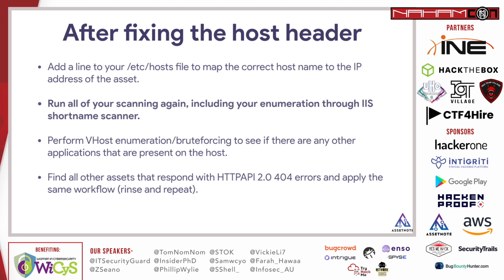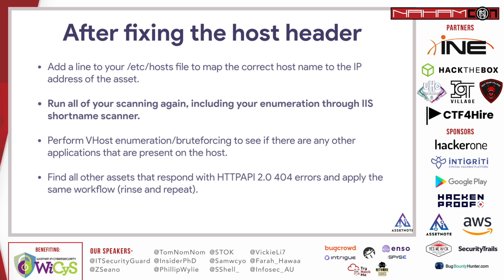And once you've done that, you should run all of your scanning again, including your enumeration through IIS short name scanner. It's incredibly important to run all of your scanning again because you're basically scanning a valid application, whereas with HTTP API 2.0, you were scanning nothing. The other thing you can do in this scenario is also perform VHost enumeration and brute forcing to see if there's any other applications that are present on the host.